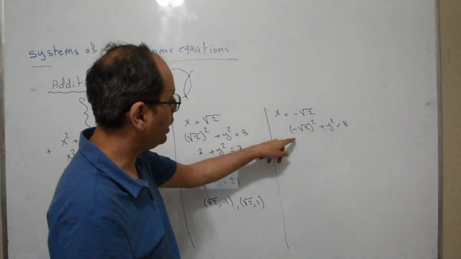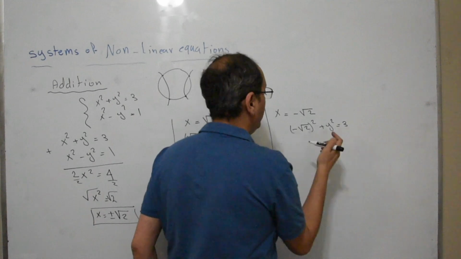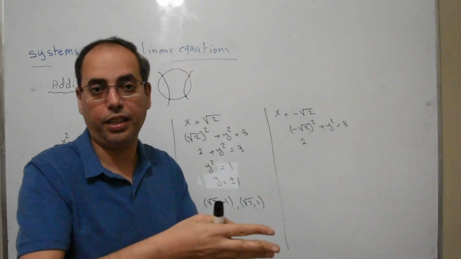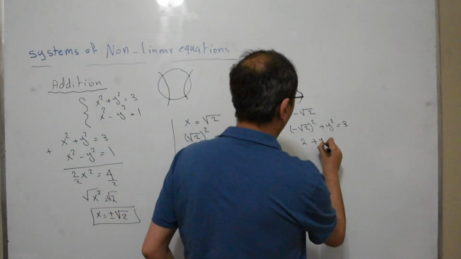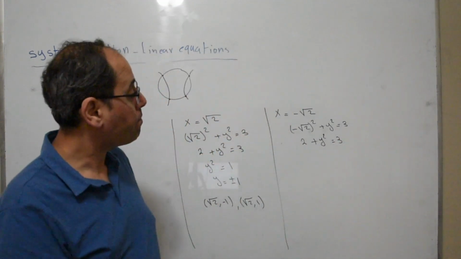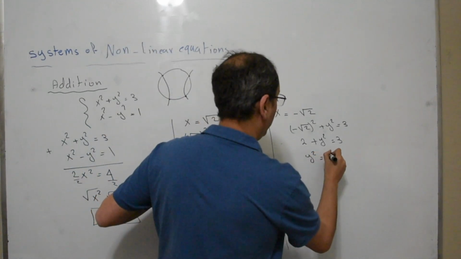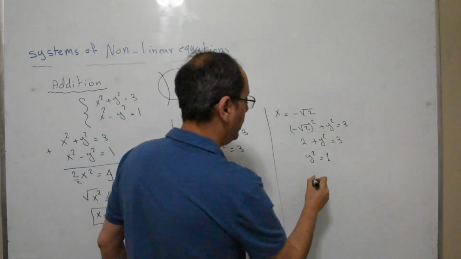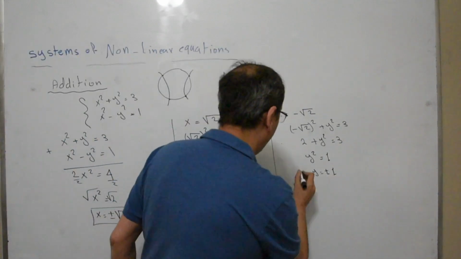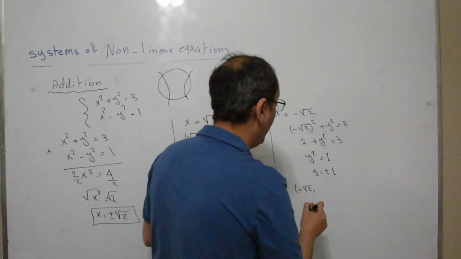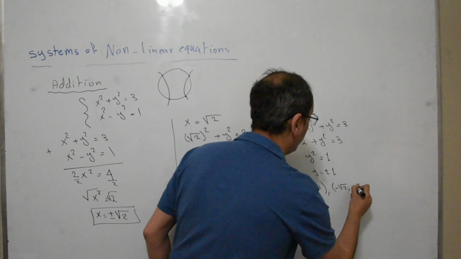But similarly, negative square root of 2 is the same as square root of 2. Both of them, when you square it, you get 2, because negative times negative is positive, and square root of 2 squared is 2. So I get 2 plus y squared equals 3. So again, similar to that one. So I have y squared is 1, right? And y equals plus or minus 1. Alright, so now I have x is negative root 2 and y is negative 1, and x is negative root 2 and y is 1.